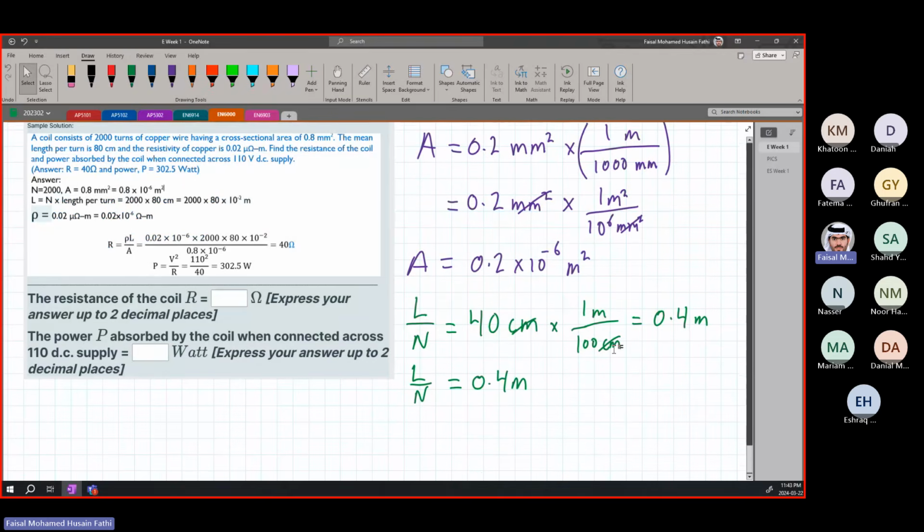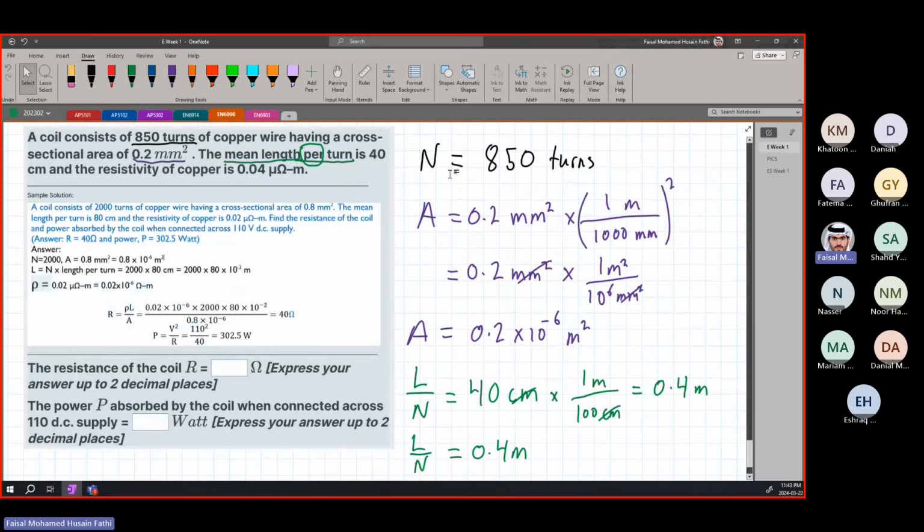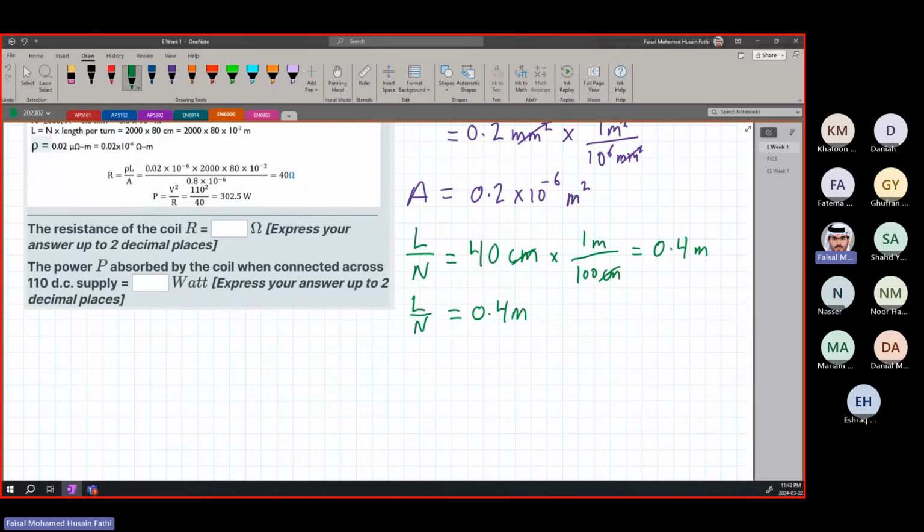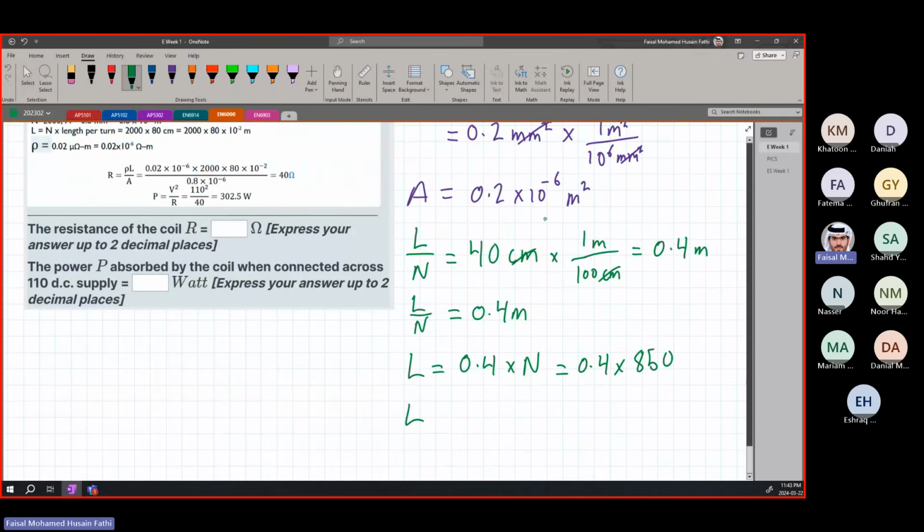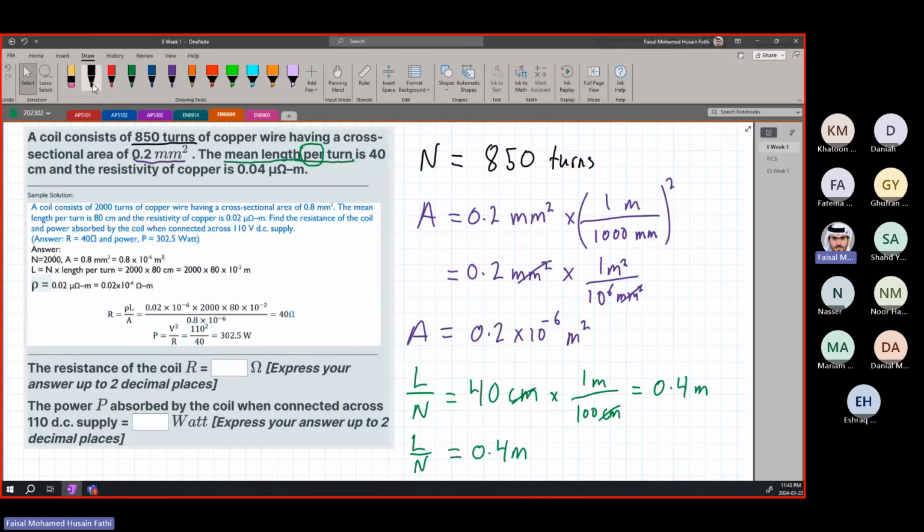Okay? Before I even move forward, we already have the number N, or the number of turns. So we can already find the length L by just moving N to the other side. So 0.4 times N, which is 850. So the length L is going to be equal to 0.4 times 850, which is 340 meters. Okay? Let's move on by reading the question.